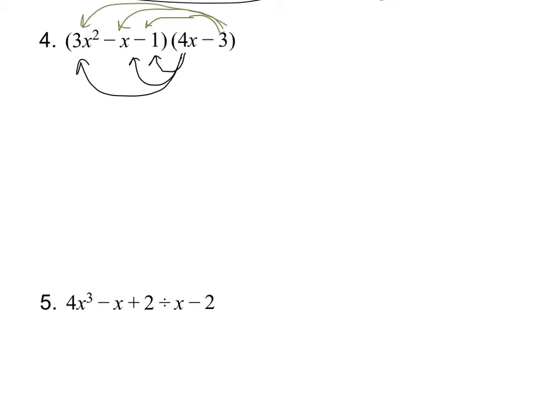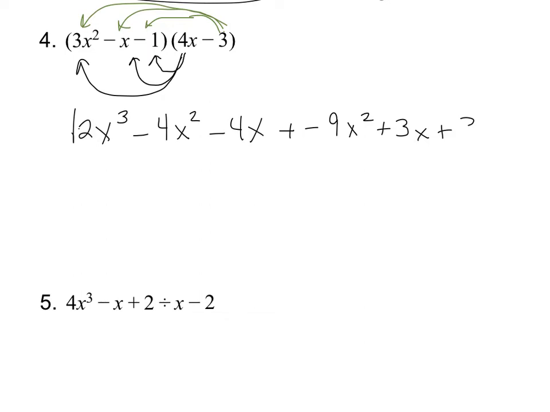So I have 4x times 3x squared, which is 12x to the third. Remember, you add the exponents only when multiplying. Minus 4x squared. And then minus 4x. Plus, now I'll do the negative 3 to everything, so that'll be negative 9x squared, positive 3x, and positive 3.